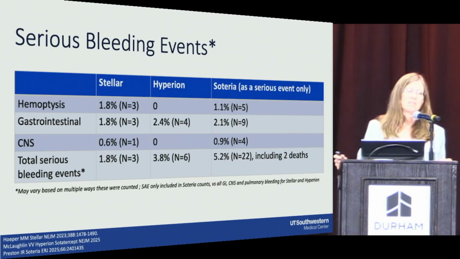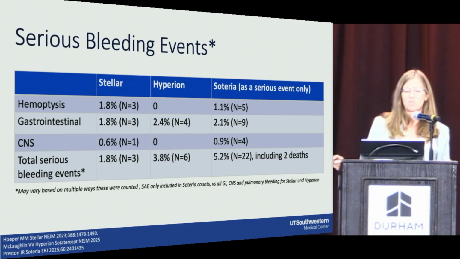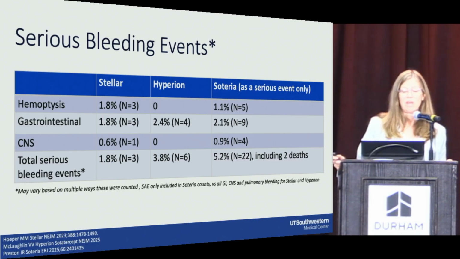But this, I think, is really what gets our attention. So small numbers, but people who had hemoptysis, GI bleeding, CNS bleeding, a couple of those, and then the total serious bleeding events numbers across Stellar, Hyperion, and Soteria. It's small, but not zero. And what I don't know, as we start to broaden the types of patients that we're using sotatercept in, especially some of my CTD patients and such, is whether these are random events, or could we have predicted it? How do we identify patients that may be at higher risk? And so I think that needs additional work.